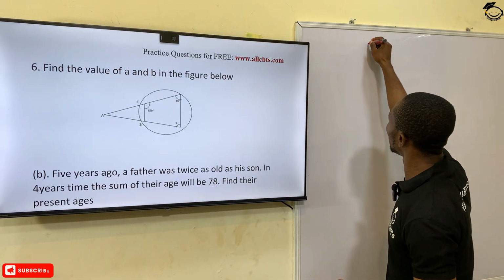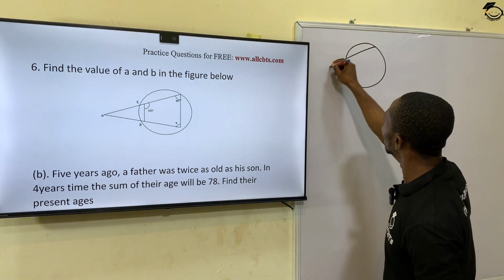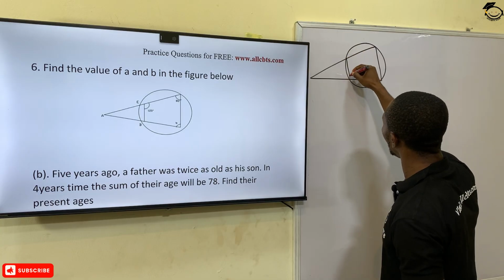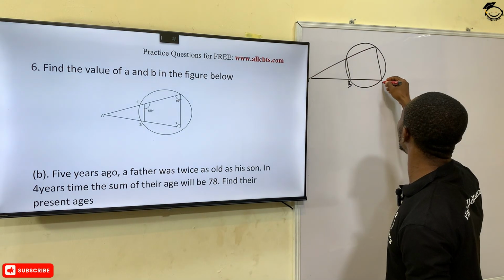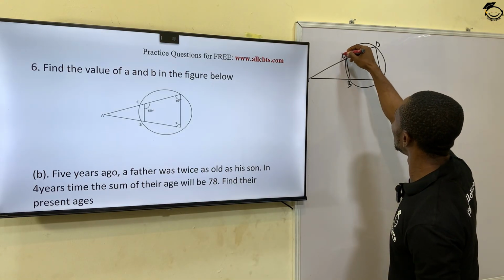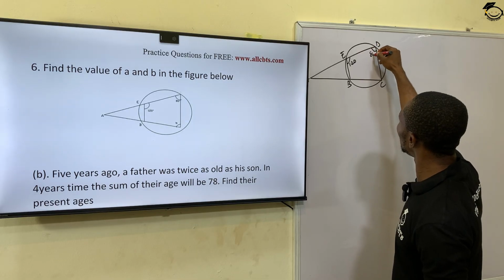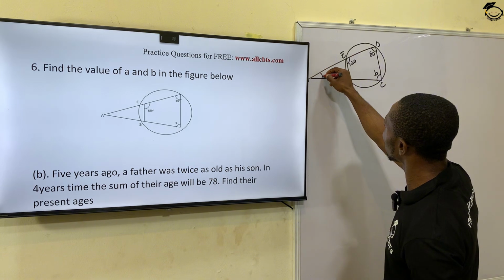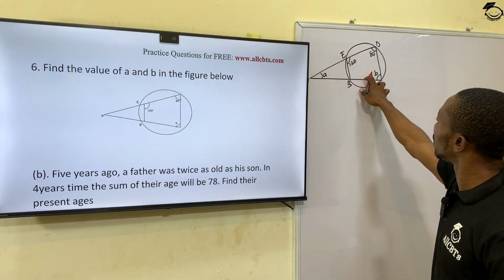Find the value of A and B in the figure below. Now we have our figures. This is A, B, C, D, and E. Now this is 120, this is 80, all right, and this is B, this angle is A. Now we are asked to find the value of A and B.